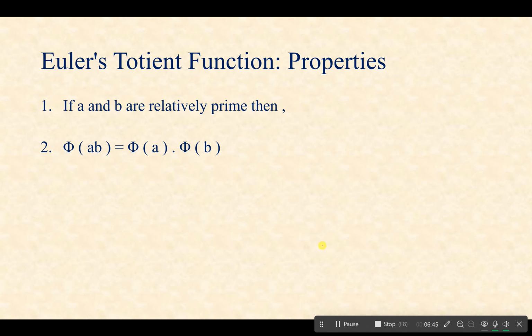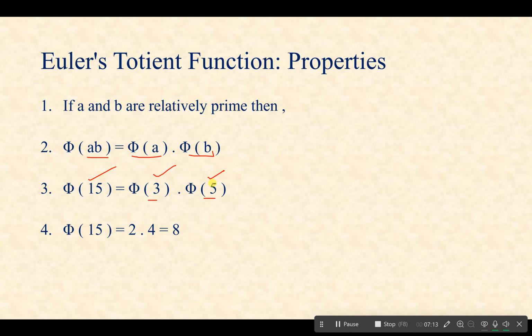Then if there are two numbers that are relatively prime, we can write it like this: phi of a b is equal to phi of a into phi of b. For example, see here 3 and 5, they are already relatively prime. See here 15 can be written as 3 into 5. So 3 and 5 are relatively prime. So what is phi of 3? It is 2. What is phi of 5? It is 4. So 4 into 2 is 8.